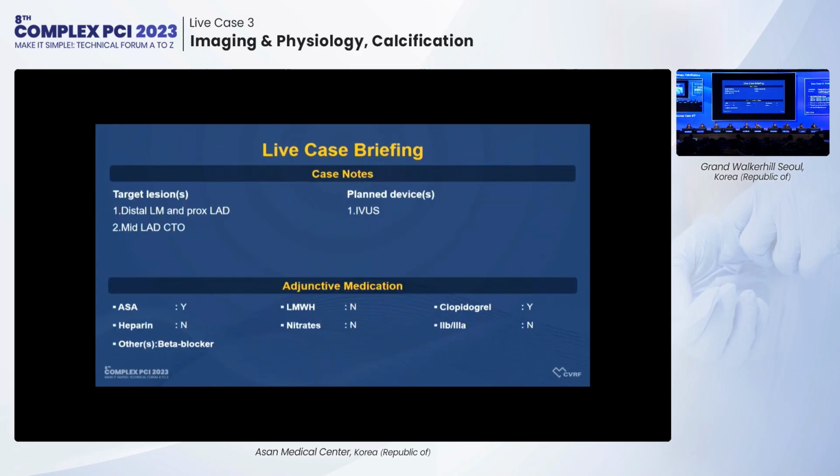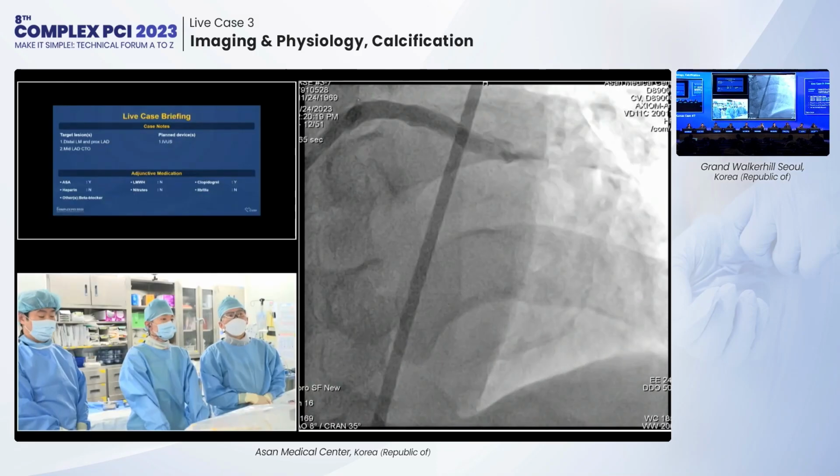Next. Yes, our target region is the distal left main and proximal LAD, and if we can, we will try the mid LAD CTO. Thank you for your presentation.